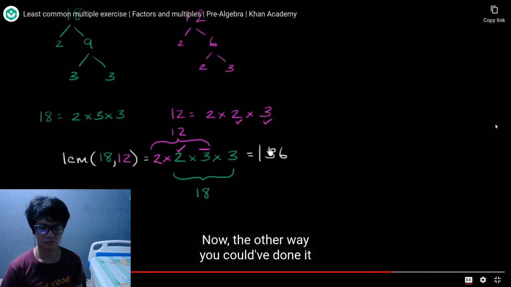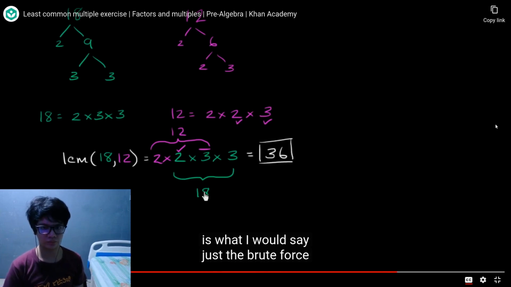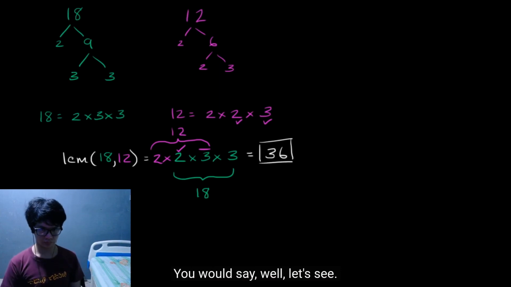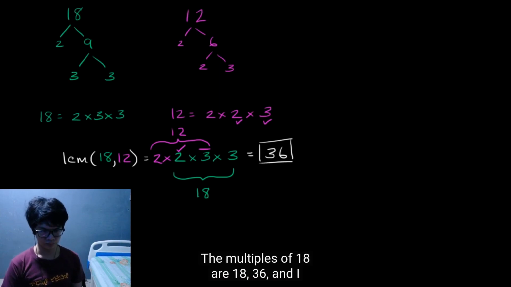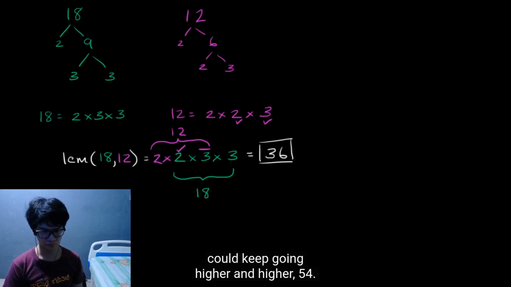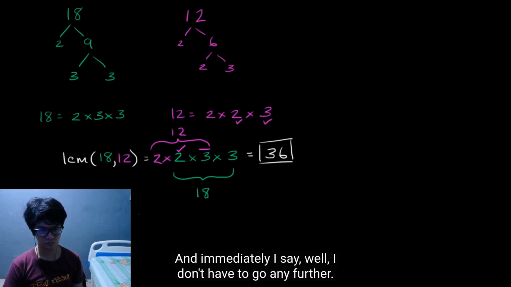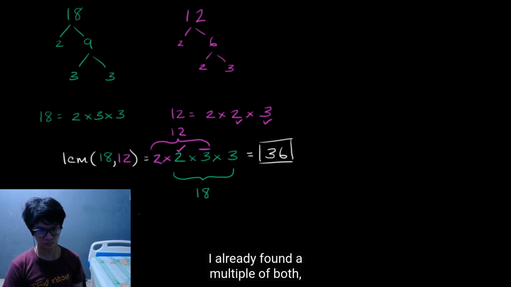Now, the other way you could have done it is what I would say is the brute force method of just looking at the multiples of these numbers. You would say, well, let's see, the multiples of 18 are 18, 36, and I could keep going higher and higher, 54, and I could keep going. And the multiples of 12 are 12, 24, 36, and immediately I say, well, I don't have to go any further. I already found a multiple of both, and this is the smallest multiple of both.